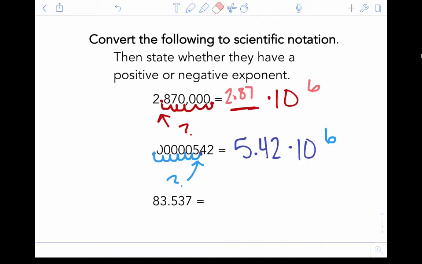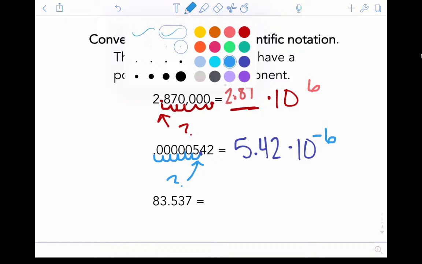But this time my original was a really, really small number. It was 0.0000542. And so if my standard form is small, then my exponent is negative. So my scientific notation is 5.42 times 10 to the negative 6th.